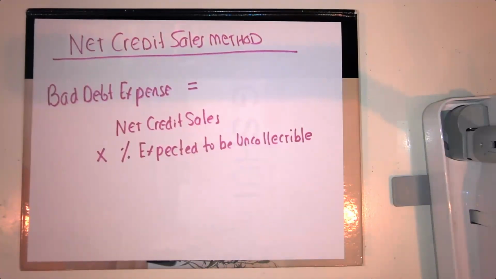There's the equation. But it's one thing to know the equation. Different ballgame to put the correct numbers into the equation. I'll take anybody if you want to give it a shot. Somebody want to try to give me the numbers from our problem to calculate your bad debt expense using this net credit sales method.